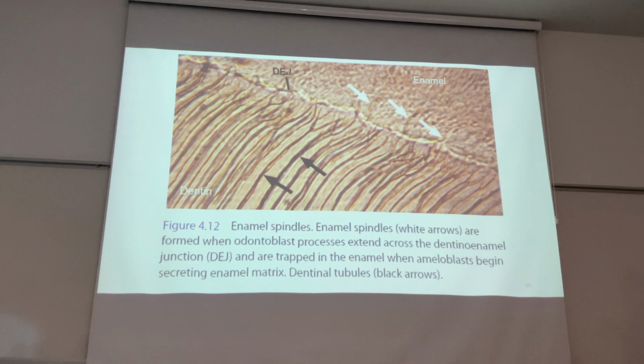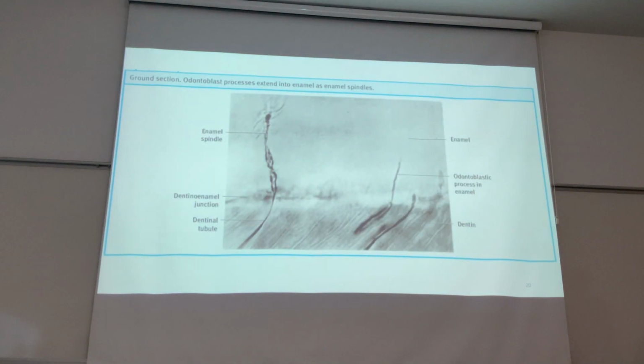Do you have questions from this part? Again, here you can see the odontoblastic process or enamel spindles here. This part is our enamel, this part is our dentin, and here you can see the enamel spindles again continue with the dentin. In our exam, I can give you this picture and ask about the anomaly.